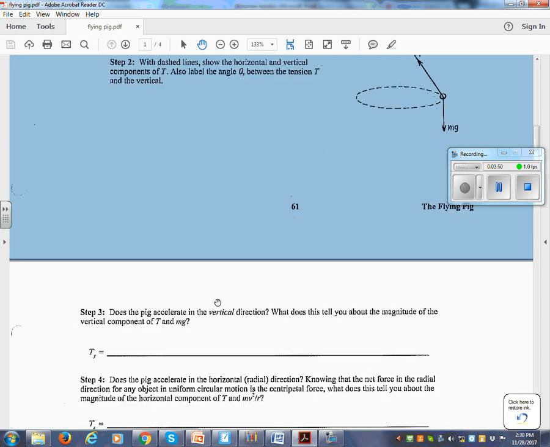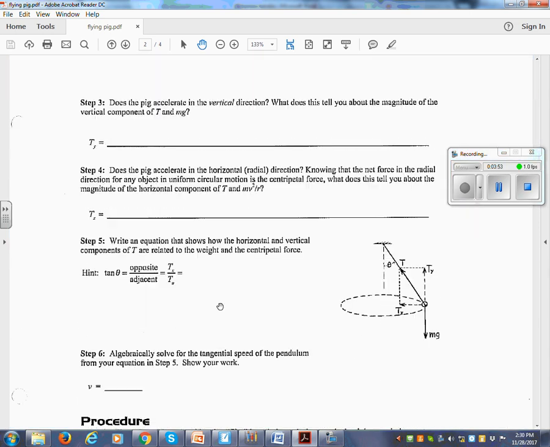Normally I do this on the board, but I'm going to do it up here because I've got to record it. Okay, so then it says, step 3, does the pig accelerate in the vertical direction? Now I haven't actually shown you this thing flying yet, right? So let me just turn his wings on.